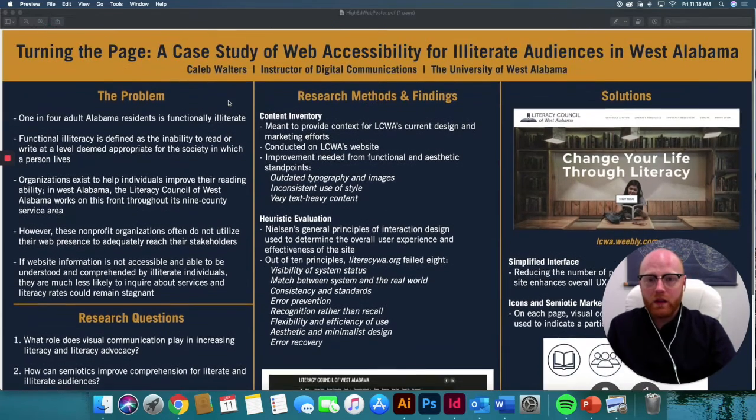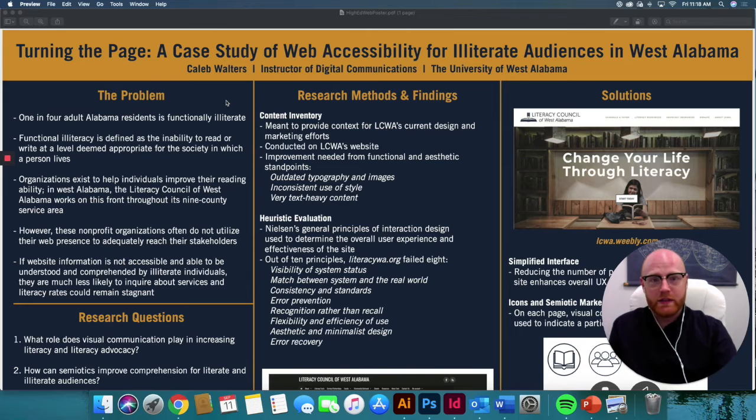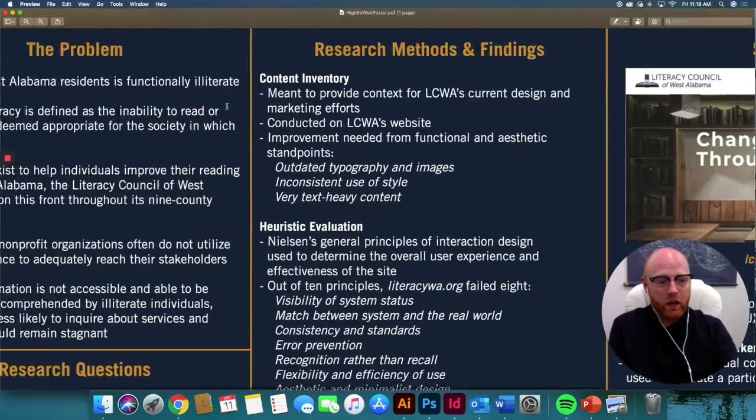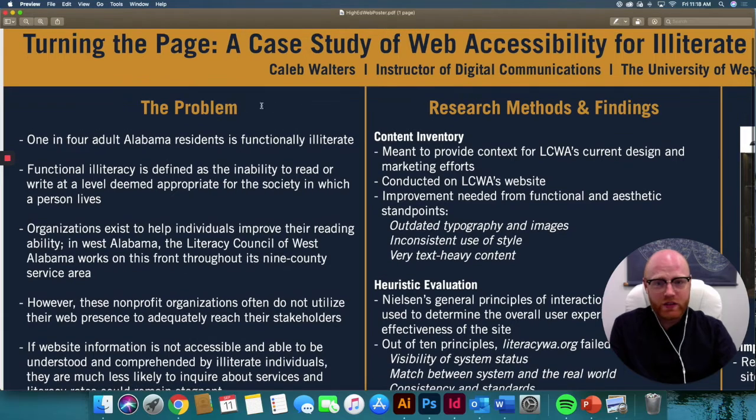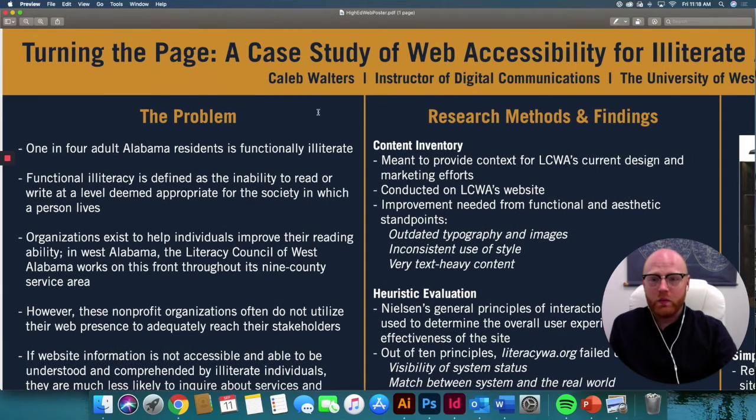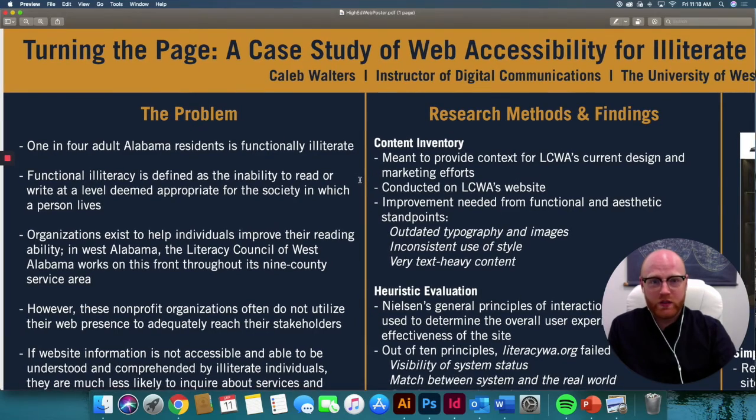Some of the problems that we found with illiteracy in our area is that 1 in 4 Alabama residents is functionally illiterate, right? That number is higher than what we see around the country. Around the country, the U.S. average is 1 in 7, but that's still a very high number of people who cannot read or write at a level deemed appropriate for the society in which they live.